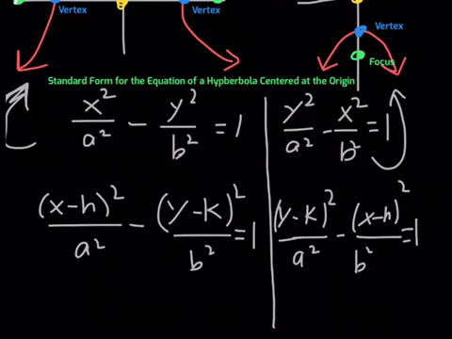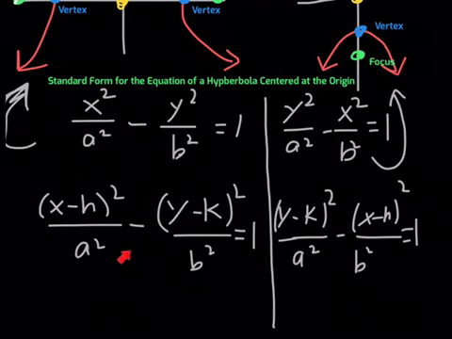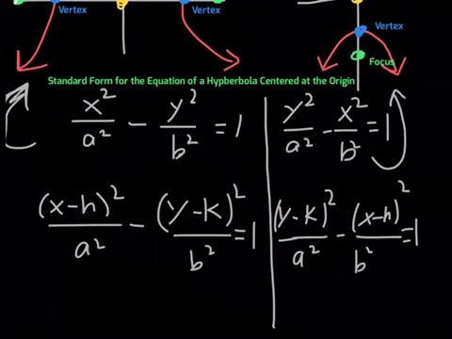So even if the hyperbola is not centered at the origin, these are your equations here. Your center is h comma k. H comma k. Be careful. H is always with x and k is always with y. All right. Now, this is what I would like to do.